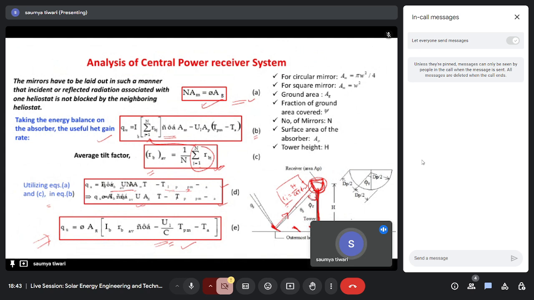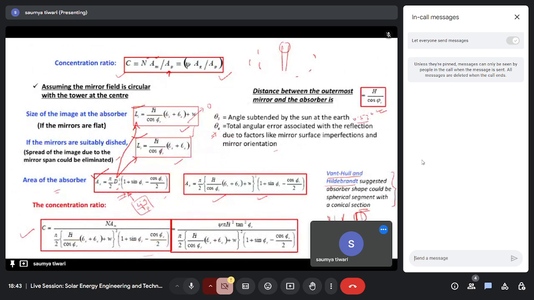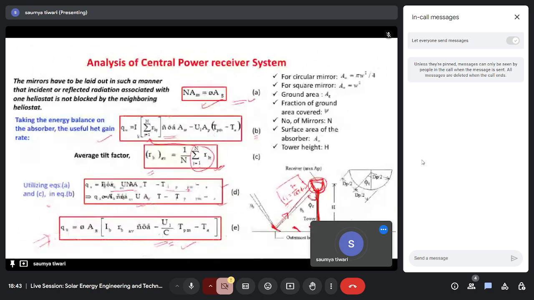the formulas given here are, I think, not very visible to you. But let me summarize here.